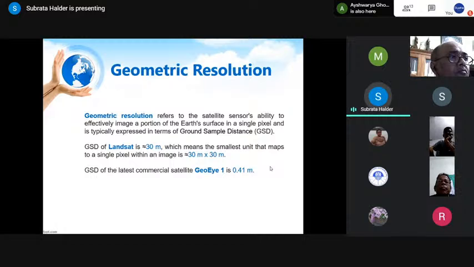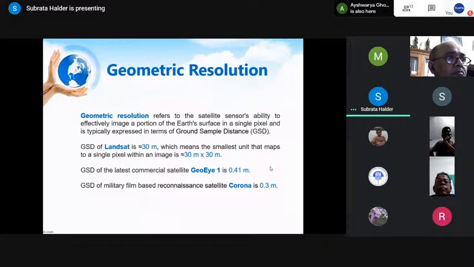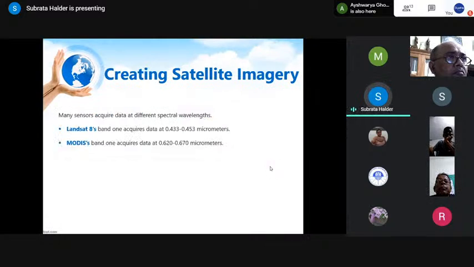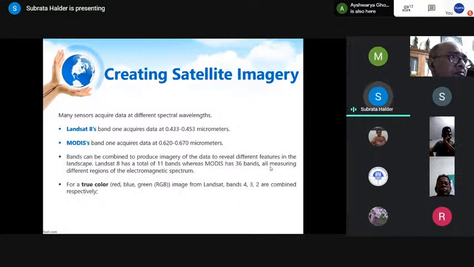The GSD of the latest commercial satellite, that is GeoEye-1, is 0.41 meter resolution. For the military film-based reconnaissance satellite, that is Corona, the resolution is 0.3 meter. Creating satellite imagery. Many sensors acquire data at different spectral wavelengths. Landsat 8 band 1 acquires data at 0.433 to 0.453 micrometers. MODIS band 1 acquires at 0.62 to 0.67 micrometers. Bands can be combined to produce imagery of the data to reveal different features in the landscape.